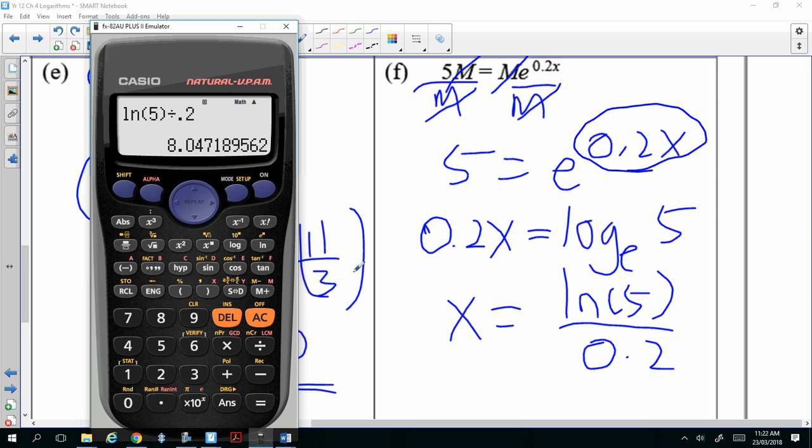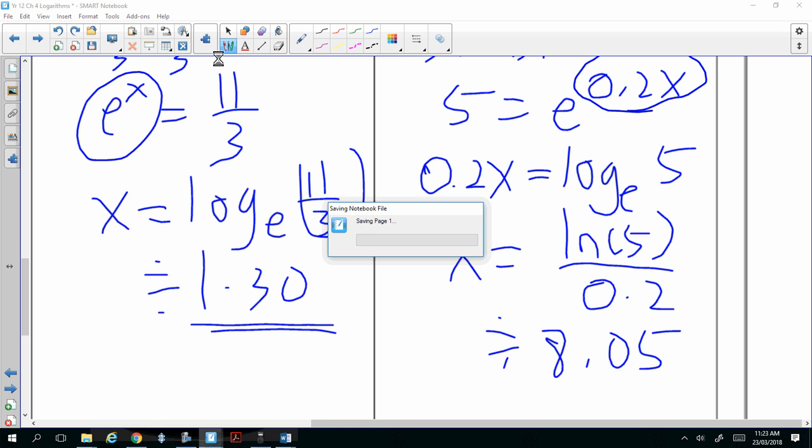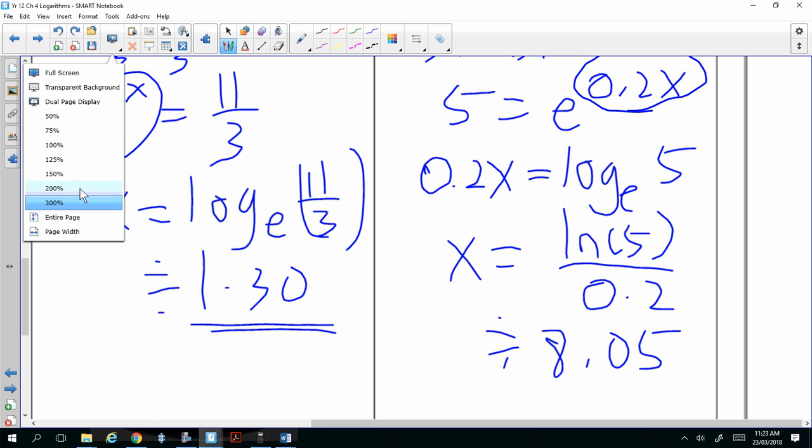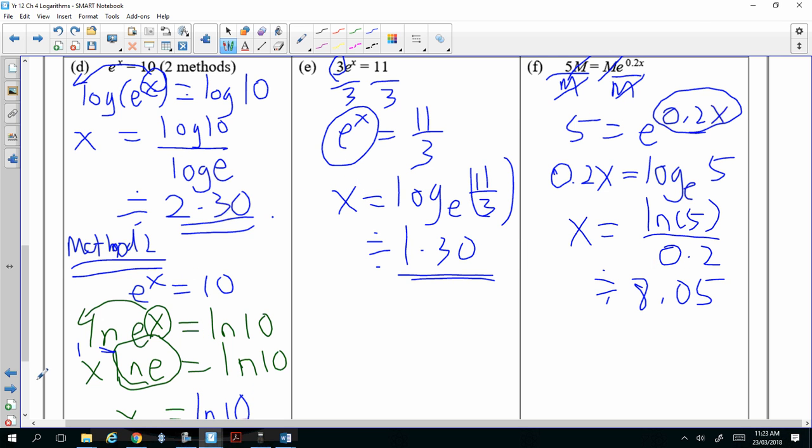8.05. Right, so those are the different types of exponential equation you can get, but we still have one more page to go through. There are some slightly harder ones at the end, and we're also going to look at a new formula. Okay, all right, let's go to the next page. Yep, good. All right, let's move on.